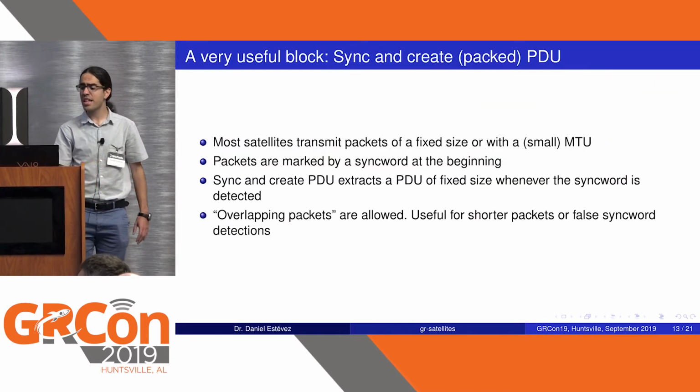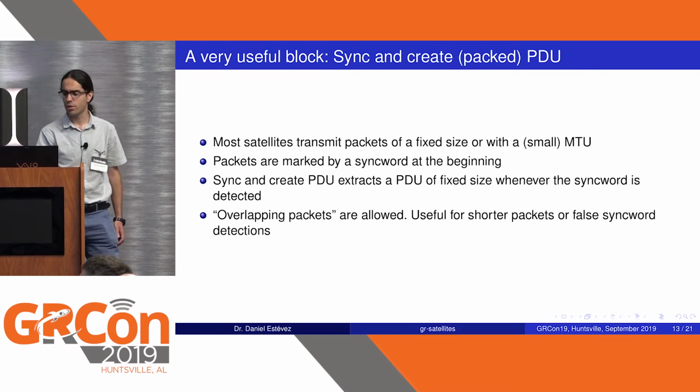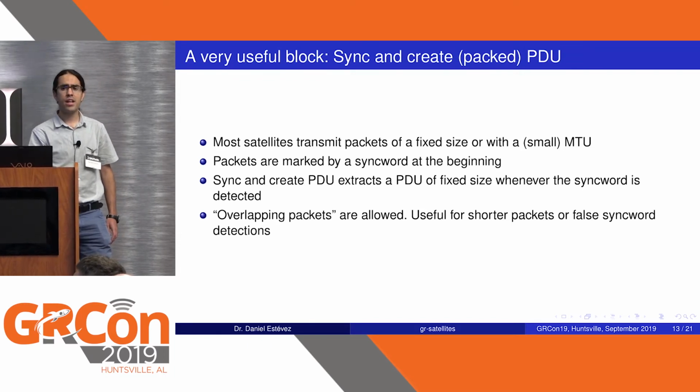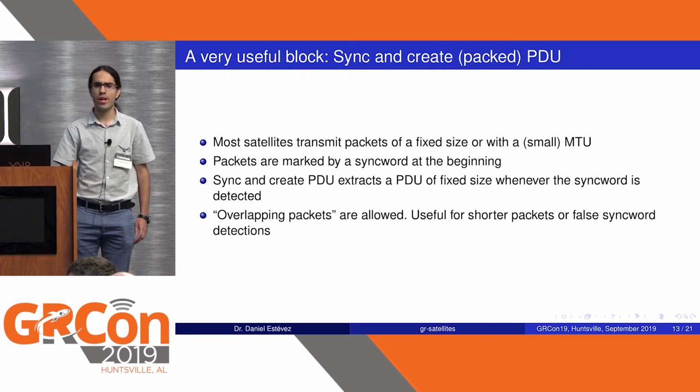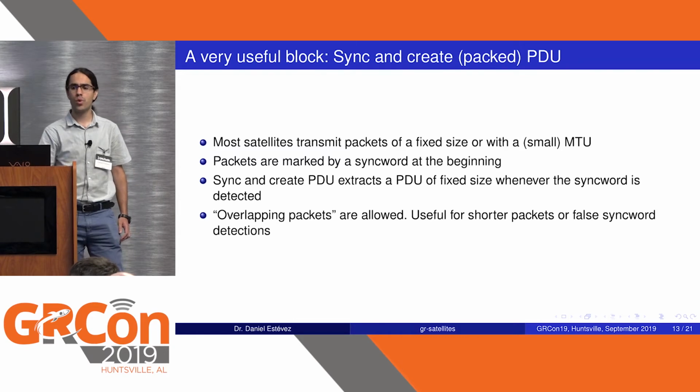So talking about this sync and create packed PDU, I see that this is a question that often pops up with newcomers to GNU Radio. Okay, I have a simple protocol, and this works in the following way. It has fixed length packets, maybe, I don't know, 100 bytes, and at the beginning of each packet, it has a fixed sync word, 32 bits, for example. How can I run my FSK demodulator and extract the packets?